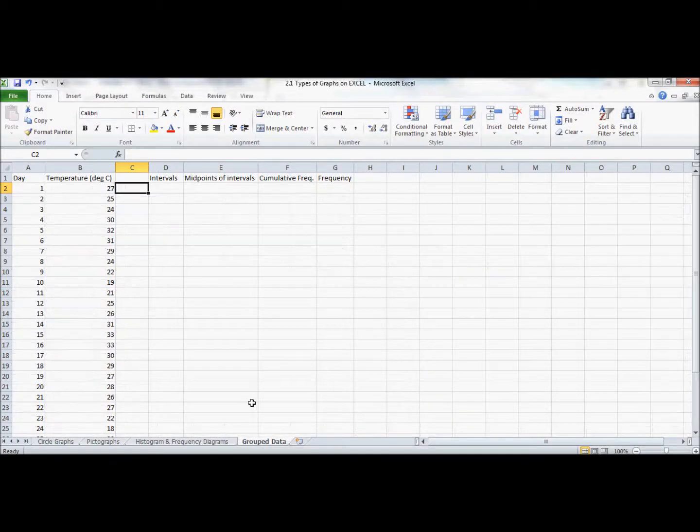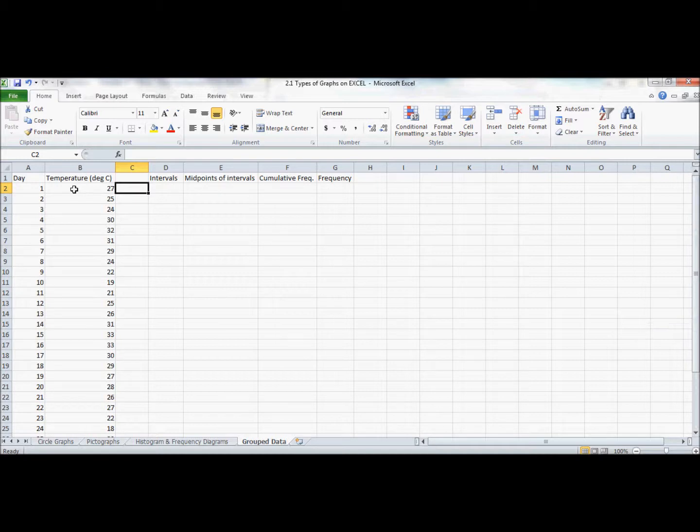This example uses grouped data. So the first two columns are showing the temperatures in degrees Celsius that were recorded during the month of July. And so we can see that if we scroll down here, we go down to 31 days, because there's 31 days in July.